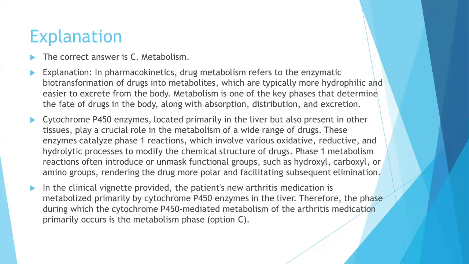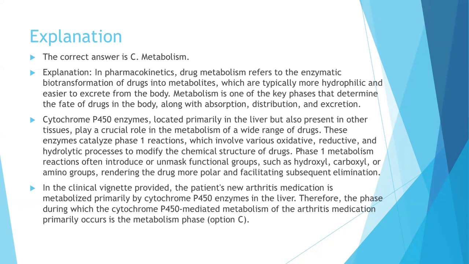Now, these enzymes catalyze phase 1 reactions, which involve various oxidative, reductive, and hydrolytic processes to modify the chemical structure of drugs. Phase 1 metabolism reactions often introduce or unmask a functional group, such as hydroxyl, carboxyl, or amino groups, rendering the drug more polar and facilitating subsequent elimination. Now, in the clinical vignette that we have, the patient's new arthritis medication is metabolized primarily by cytochrome P450 enzymes in the liver. Therefore, the phase during which the cytochrome P450 mediated metabolism of the arthritis medication primarily occurs is the metabolism phase. That is option C.